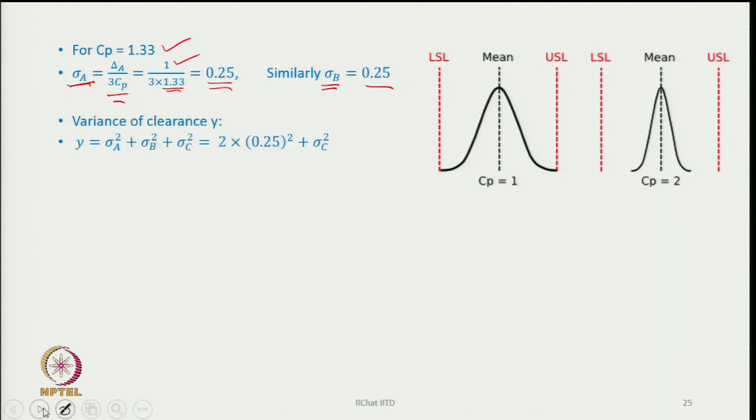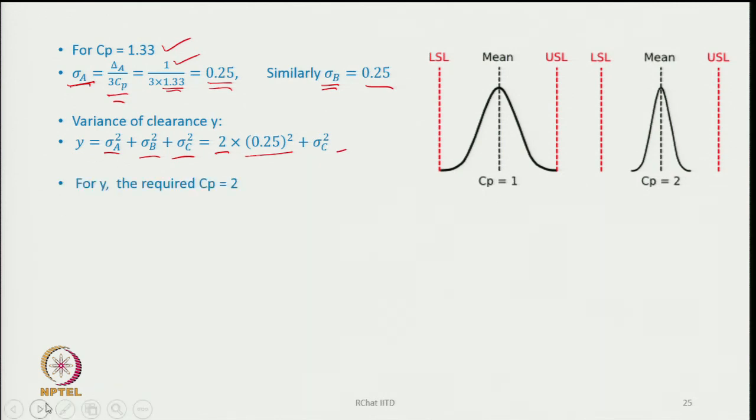Now, what is the variance of clearance y going to be? Y is a function of A, B, C, and therefore, variance of y is going to be sigma square A plus sigma square B plus sigma square C, that is equal to, sigma A we already know, sigma B we already know, both are 0.25, so it is going to be 2 into 0.25 whole square plus sigma square C. Sigma square C is something which we still do not know.